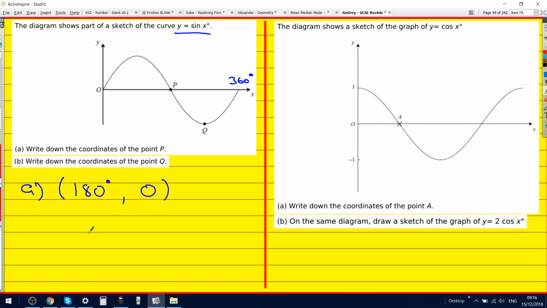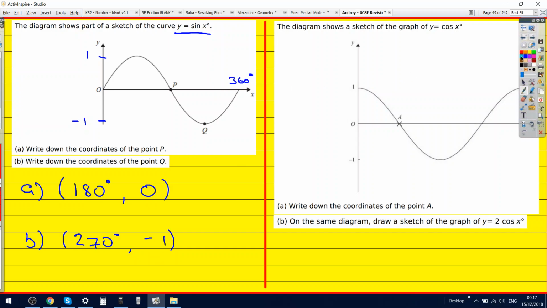And so any idea coordinates for Q? So is Q like 270? Mm-hmm. And for a sine graph, do you know what it goes up to and goes down to? 1 and minus 1. Yeah, so that's 270, minus 1. So that's a sine graph.